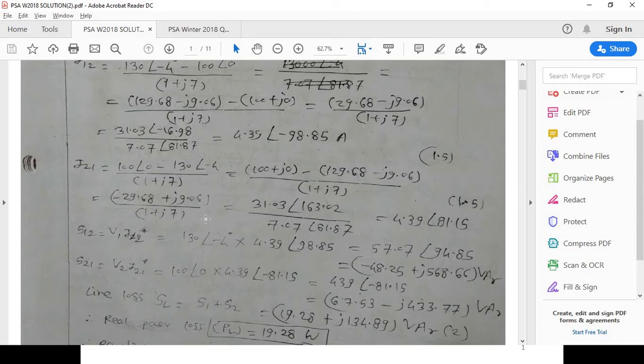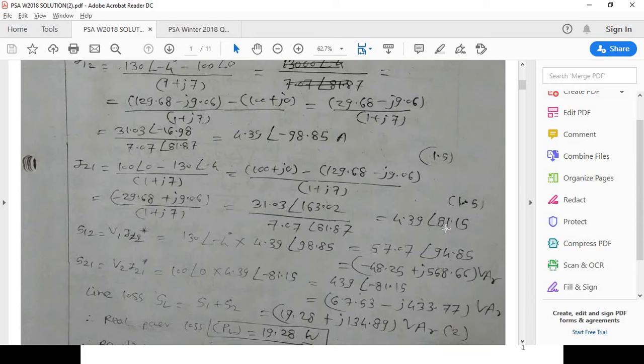Similarly, we'll calculate the complex power which will flow from source 2 to source 1, denoted by S21, where S represents the complex power and 21 represents that this complex power flows from voltage source V2 to voltage source V1. So it will be equal to V2 into I21 star. V2 is already given, 100 at an angle of 0, and I21, which we calculated in step 2, is equal to 4.39 at an angle of 81.15.